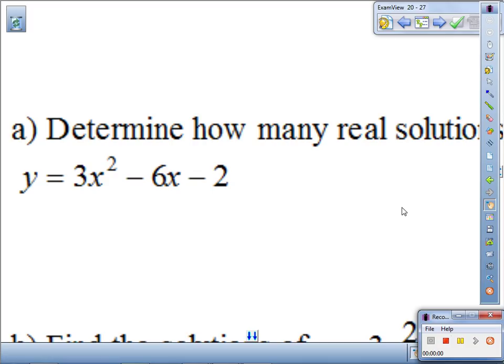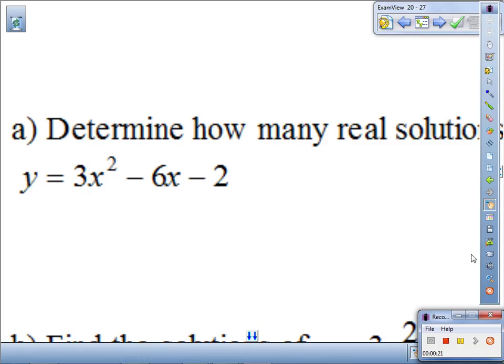This is part 3 of the study guide, final study guide. We're on number 20, and it says, determine how many real solutions, and the equation given is y equals 3x squared minus 6x minus 2. Now, on part A, they're not telling us to solve it. They're asking you how many solutions. So how can we tell how many solutions?